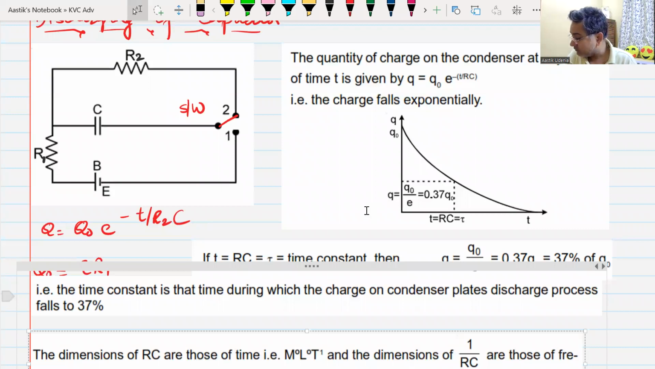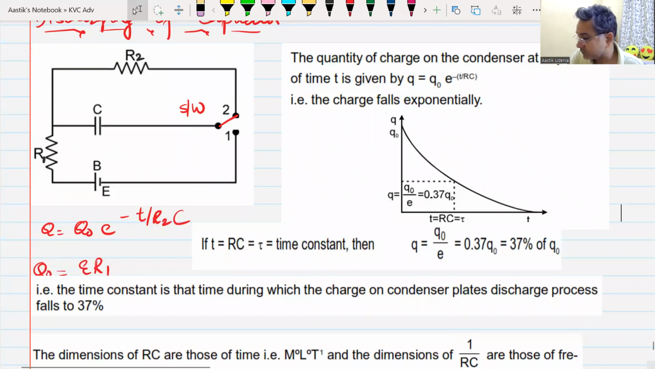Does everyone understand this? Note it down. This is discharging of capacitor.